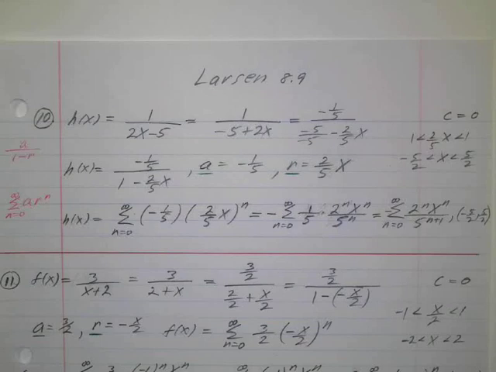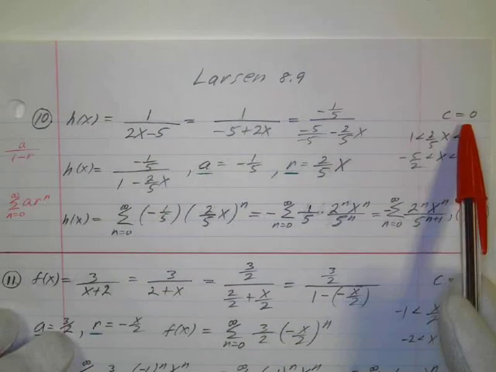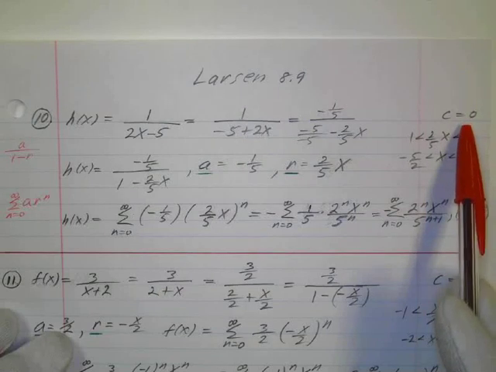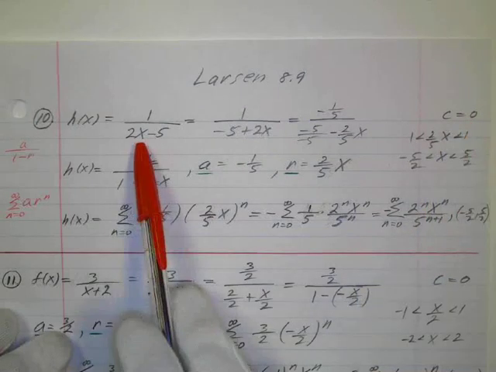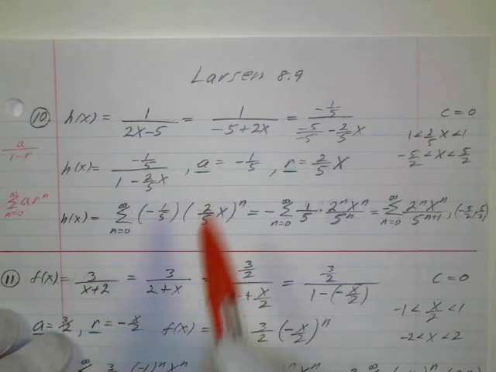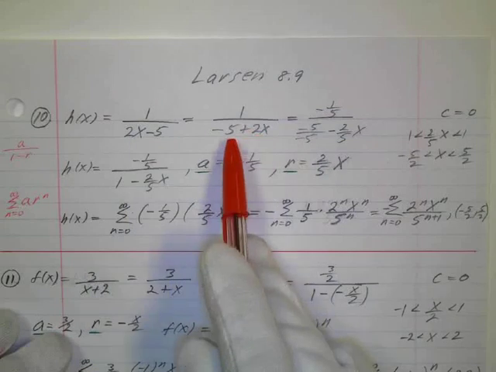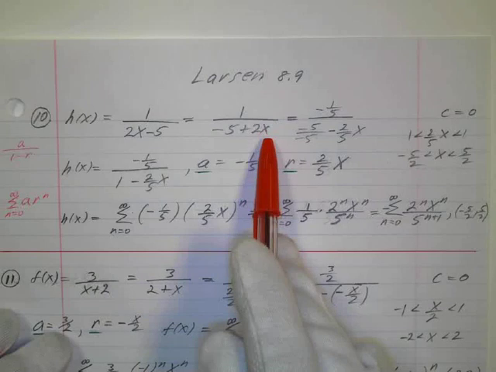Again, from the Larsen 8.9 worksheet, here's number 10. This is our function h of x equals 1 over 2x minus 5. We want our center to be 0, so that's nice. We just have to have an x. So we just reverse these, use the commutative property. And we put the 2x to the right and the negative 5 to the left. And we've already got our x here, so we don't have to do too much with this.